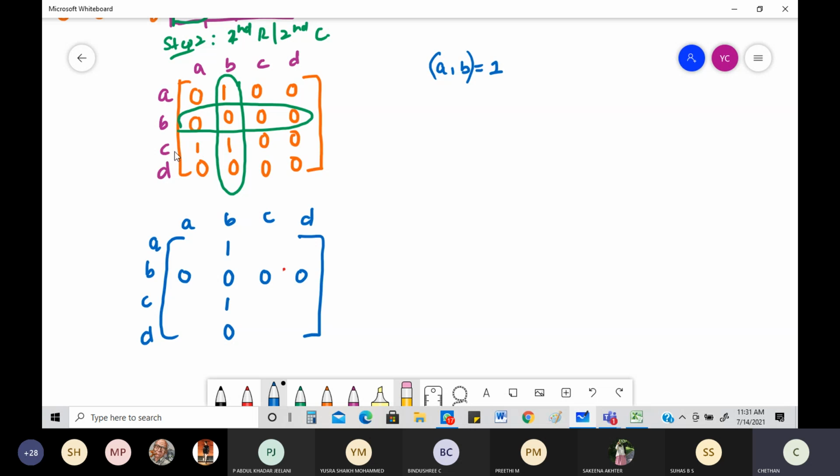What is the next thing you see? C comma B, okay, is equal to 1. So next thing, see, this is not working for me. Next you check C comma B is equal to 1. Then is there anything starting from B? You check from B. See, the problem with B is all the values that you see here are all 0. Fully 0 here. So nothing is possible here.